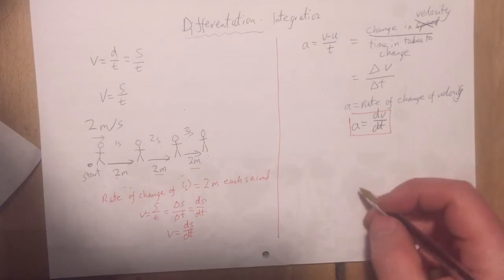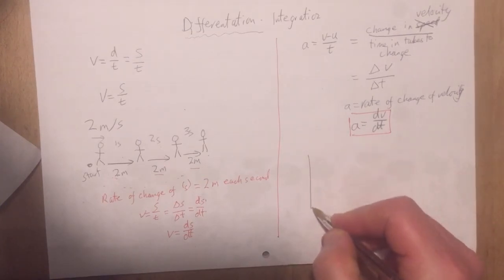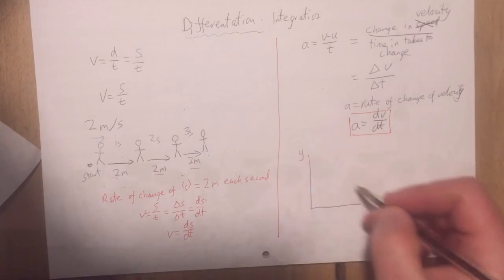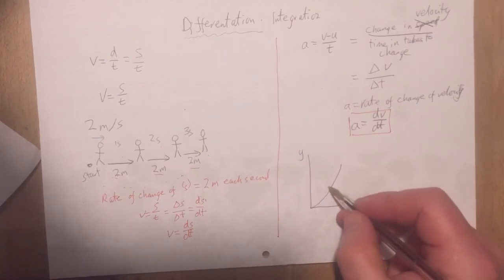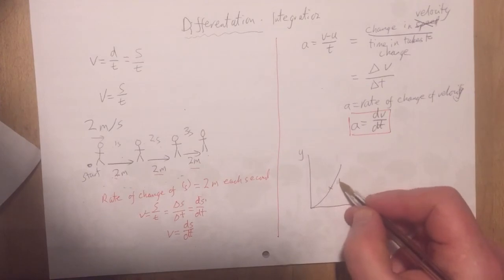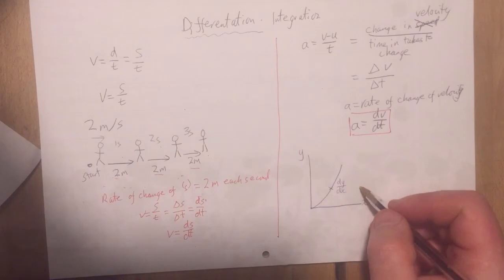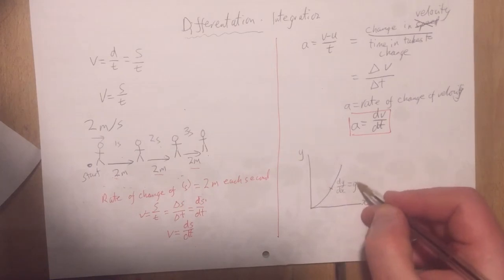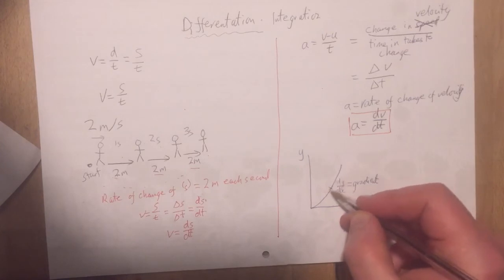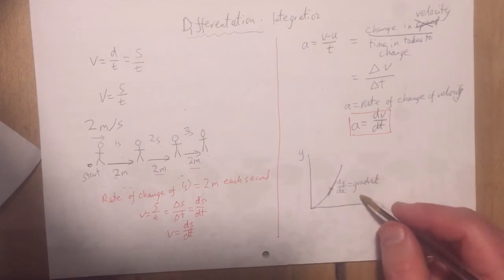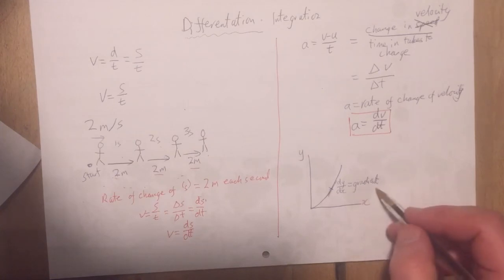If you're not sure about this, the other way of looking at it, and I'm sure you have done this in maths, is if we have a graph of y against x, and at this point here we calculate dy by dx. dy by dx at this point gives you the gradient of the graph. It gives you the gradient of the tangent to the graph at that point, but it's the gradient of the graph at that particular point there. dy by dx gives you the gradient.